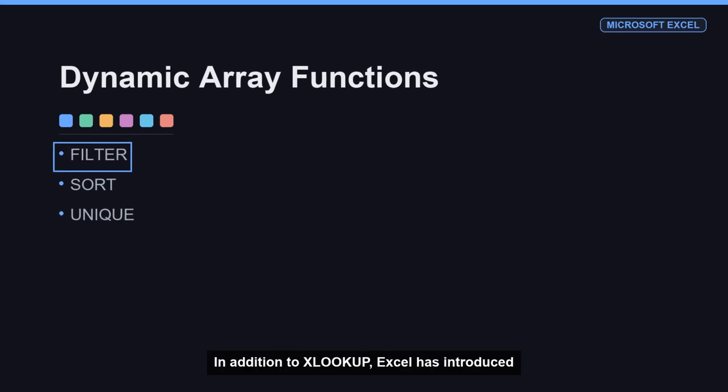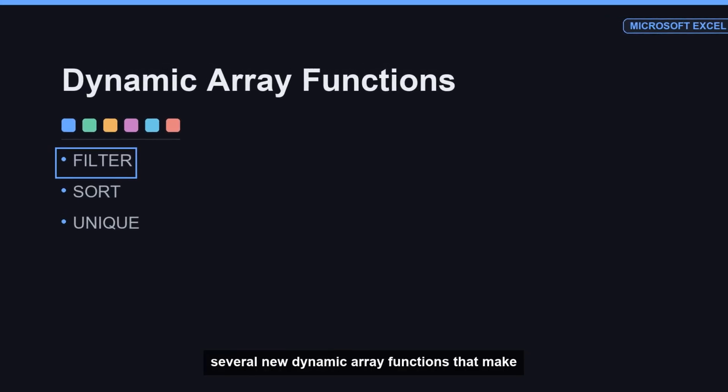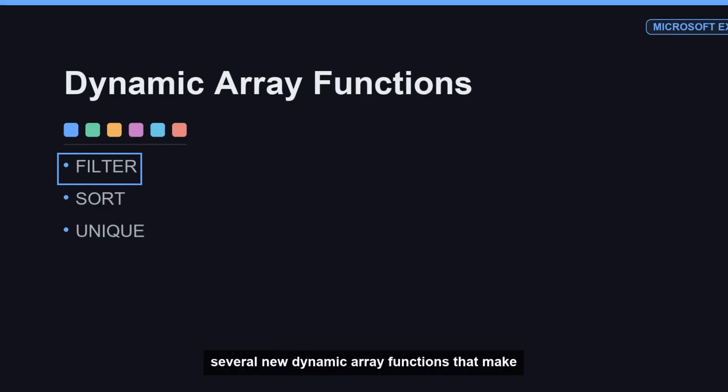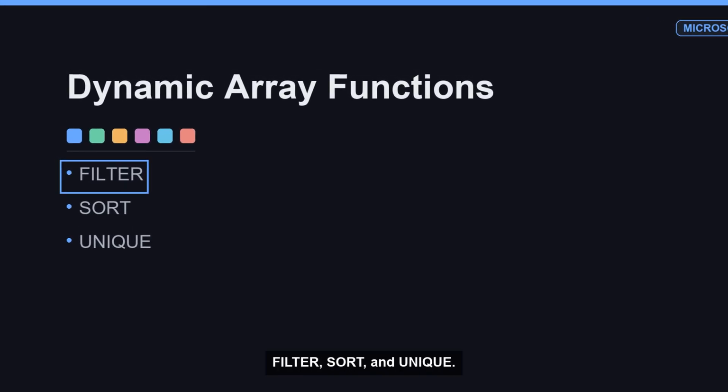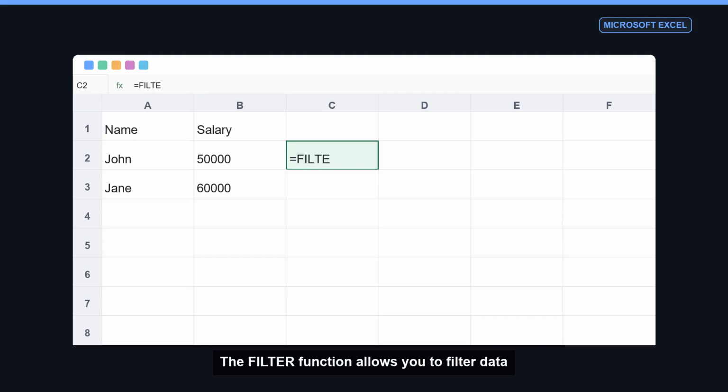In addition to XLOOKUP, Excel has introduced several new dynamic array functions that make it easy to work with data. These include FILTER, SORT, and UNIQUE. The FILTER function allows you to filter data based on conditions. For example, suppose we want to find all employees with a salary above a certain threshold.